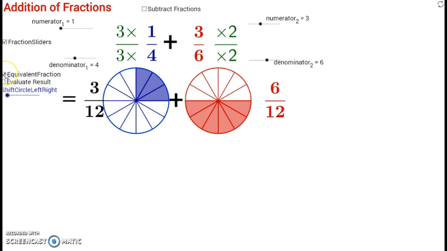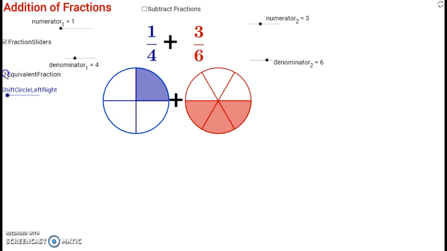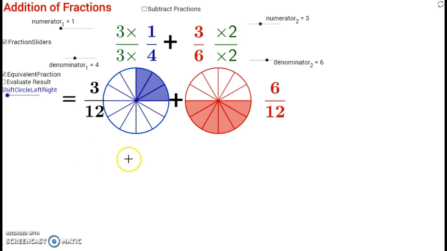Let's take a moment and look at how our circles changed in this problem. Originally, you can see that they had 4 sections with 1 shaded. But if you make them equivalent, the same amount of the circle is still shaded. The circles now have the same amount of pieces. They both have 12, instead of this one having 4 and this one having only 6.